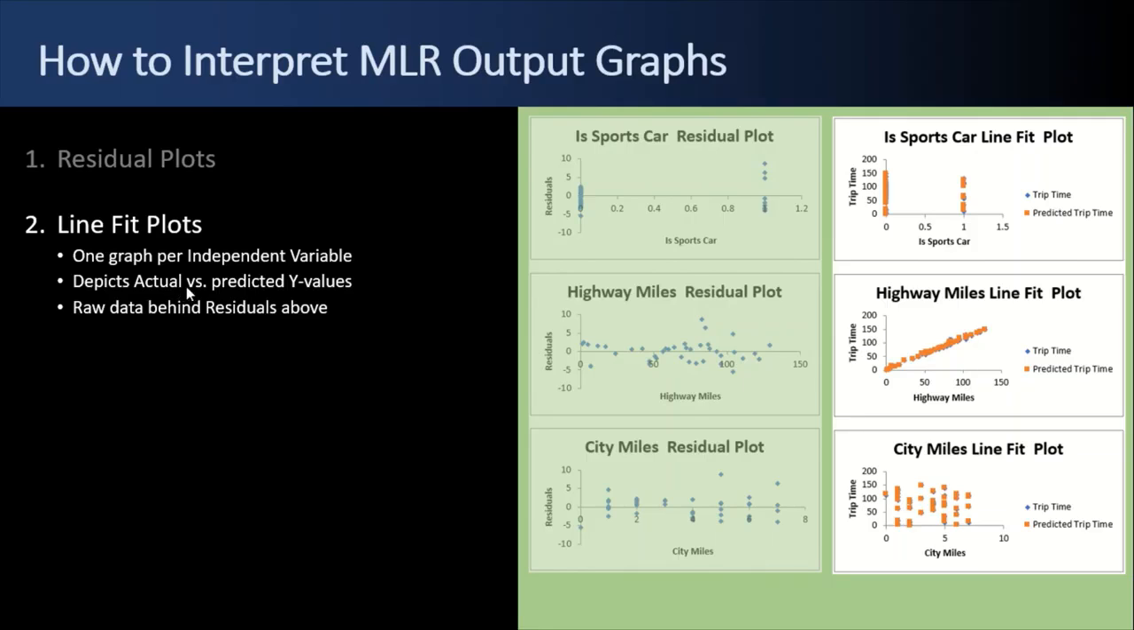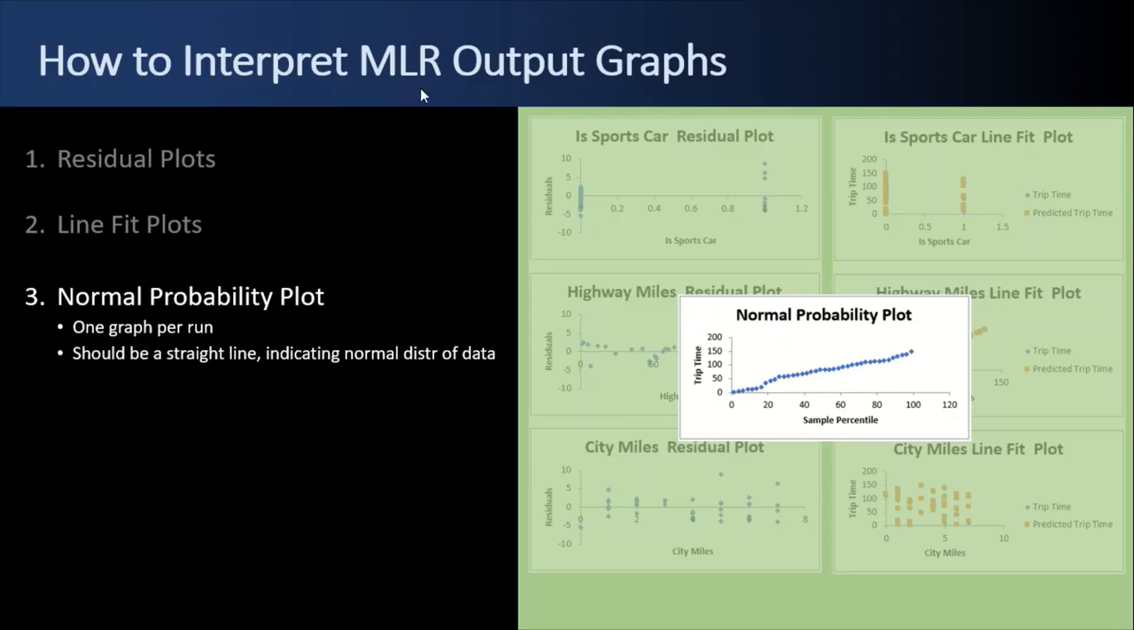It's the raw data behind the residuals over to the left. And finally, the third MLR output graph is the normal probability plot here. There's one graph per run. Doesn't matter how many independent X variables there are. And it should be a straight line, or relatively straight line, that goes up to 100 because it's 100 percentile.